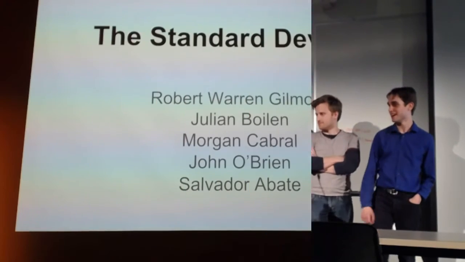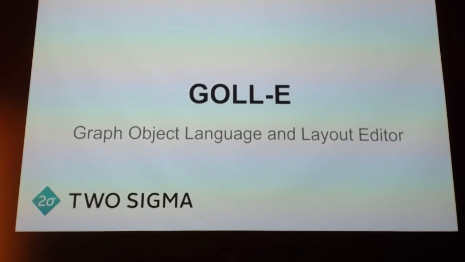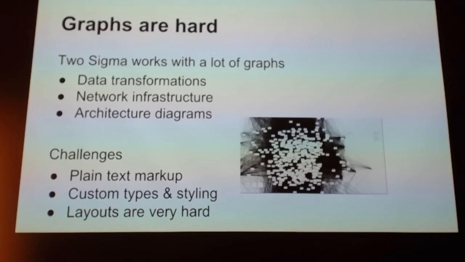We are the Standard Deviants. I'm Julian. This is Robert, Morgan, Salvador, and John. And our project is Golly, the Graph Object Layout and Language Editor, and we worked for Two Sigma.